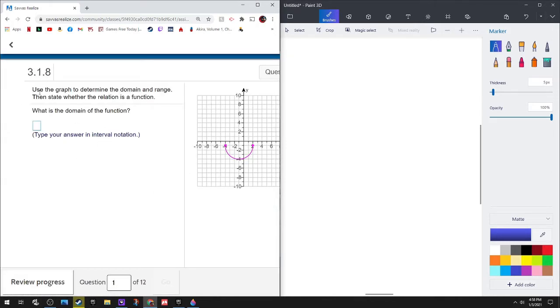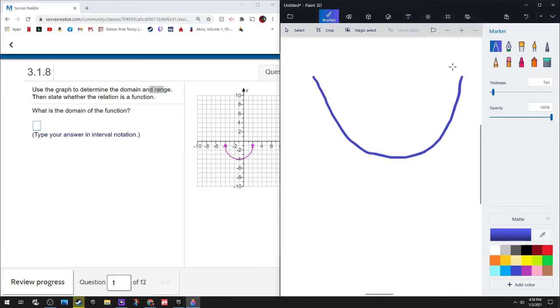Alright, so use the graph to determine the domain and range. Then state whether the relation is a function. So this first question says, what is the domain of the function? And you might notice, if you saw what mine was previously, it's the same kind of shape, but it's moved around to a different spot. So domain and range is pretty simple. I'm just going to copy the picture over here.